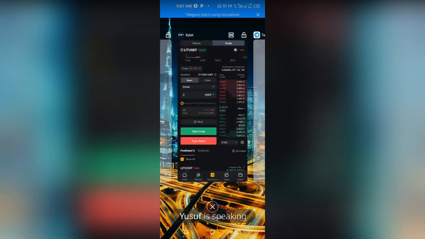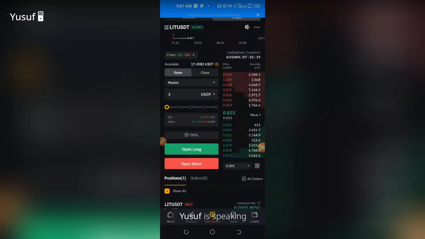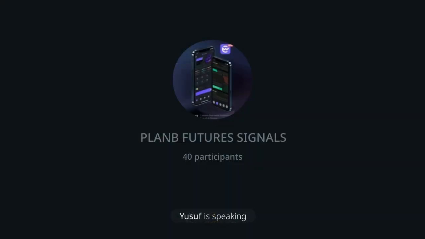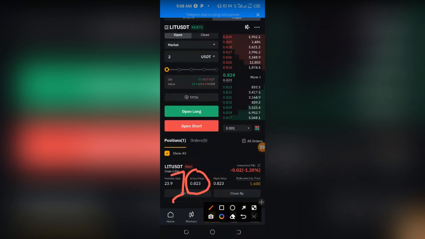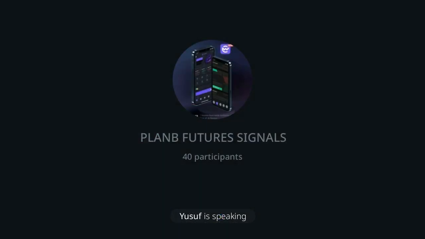So now, because the signal is a short position, I am on short presently, and the trade is running. The trade is showing me that I entered the market at 0.823. Then the position size I exposed is $23.9. Then the current market price now is 0.823. This is the price I entered. This is the current market price now.